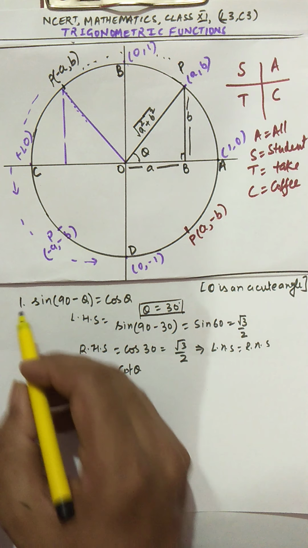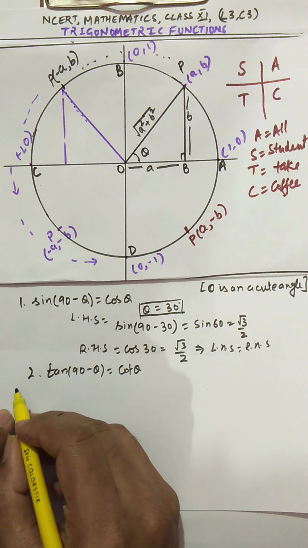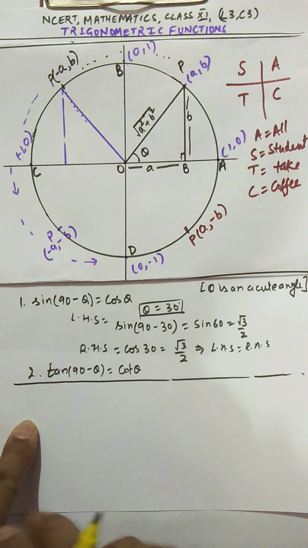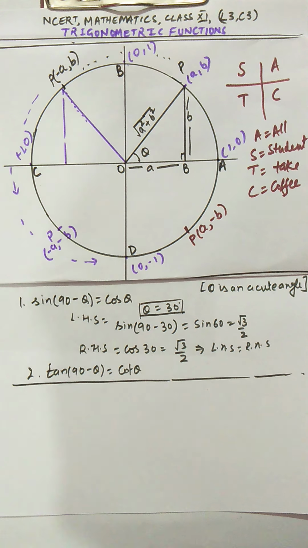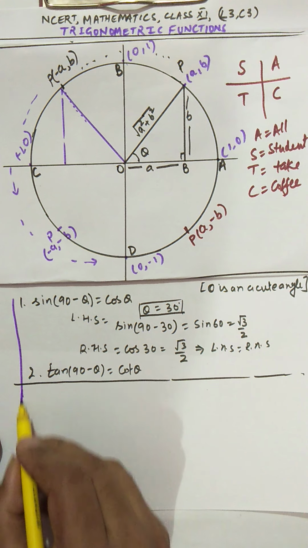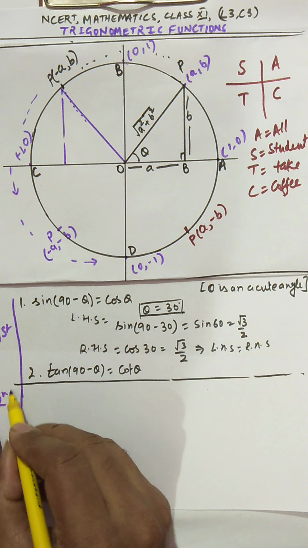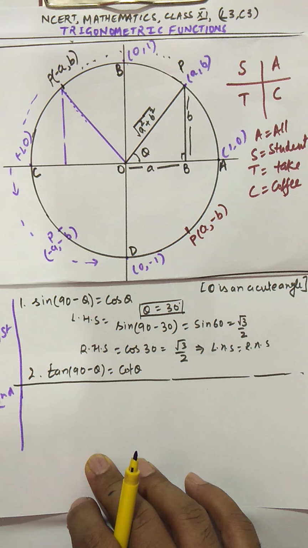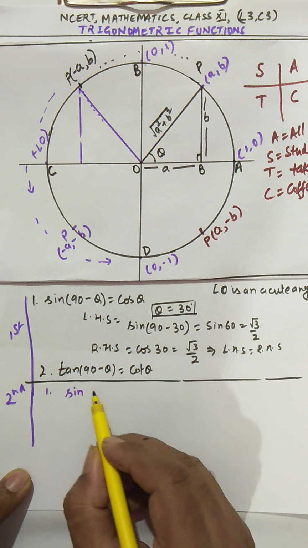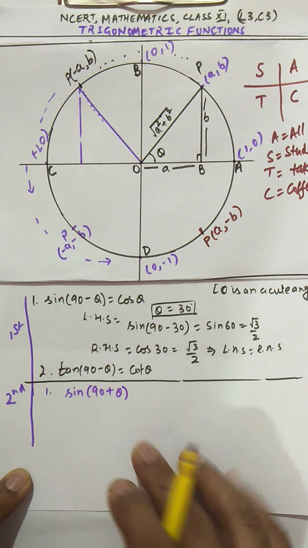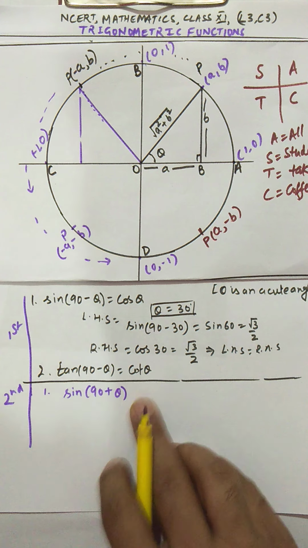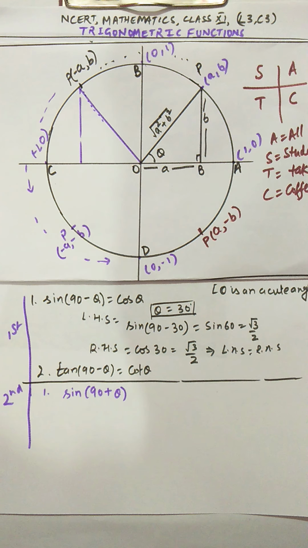Next, this was about your first quadrant, but now we'll move to the second quadrant, which you did in class 10th. What happens in the second quadrant? This is your first quadrant, and now we are moving to the second. So what happens in your second quadrant? The first formula I'm writing is sin(90 plus theta). Now what the answer is going to be, we have to see. So we can take some example.